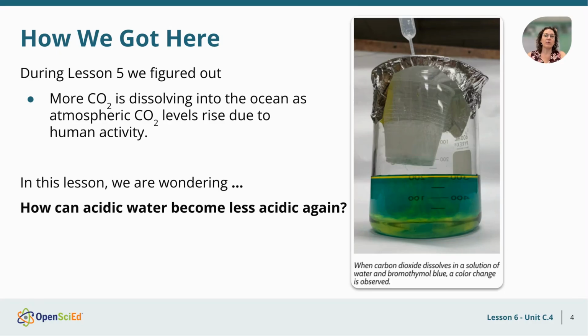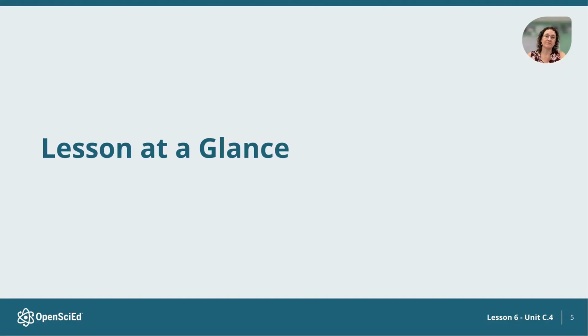Let's take a look at how we got here. During lesson 5, we figured out that more carbon dioxide is dissolving into the ocean as atmospheric carbon dioxide levels rise due to human activity. There are different amounts of carbon within the atmosphere, hydrosphere, biosphere, and geosphere. In this lesson, we're wondering, how can the acidic water become less acidic again?